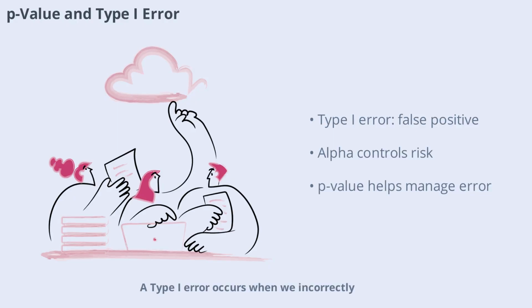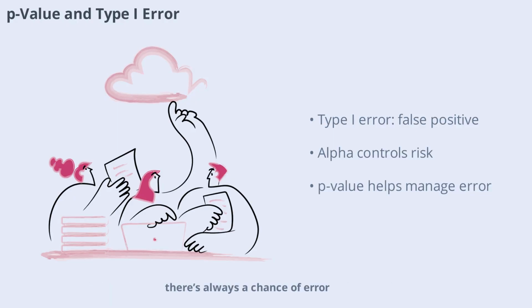Type I error occurs when we incorrectly reject the null hypothesis when it is actually true. The significance level, often set at 0.05, represents the probability of making a type I error. The p-value helps us control this risk, but it's important to understand that even with a low p-value, there's always a chance of error.